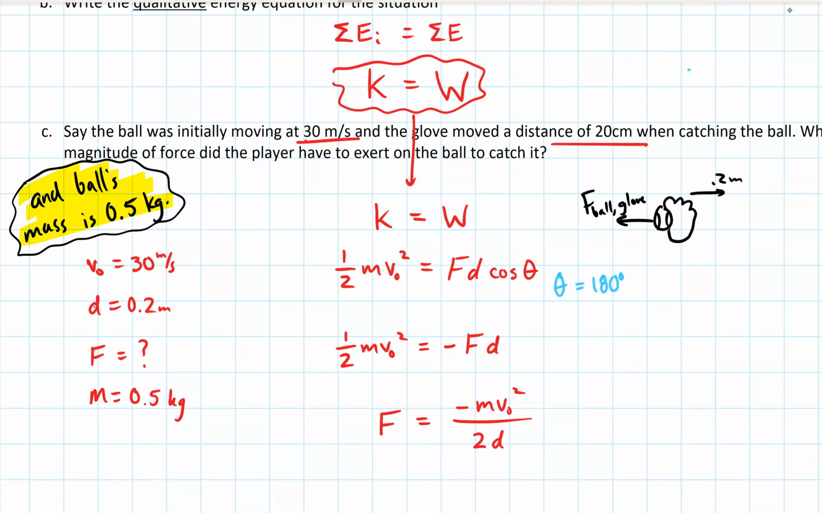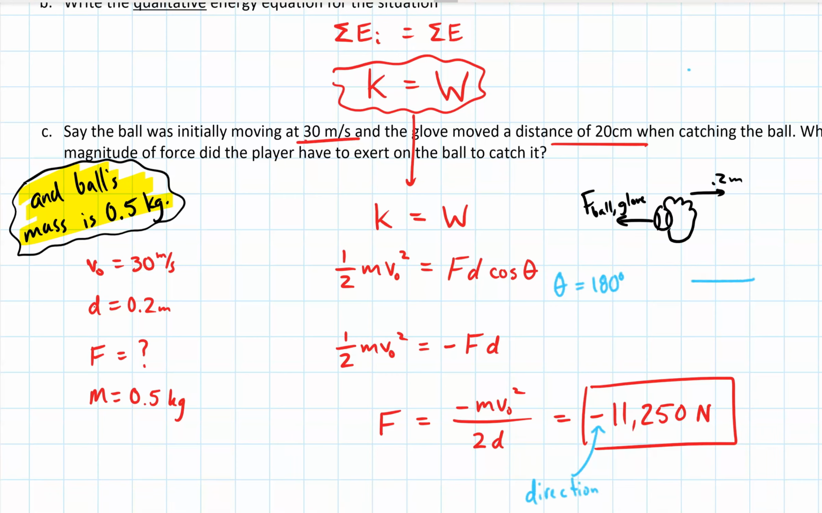Now it just becomes plugging in all of our values. We should end up with negative 11,250 newtons. Remember, for a vector quantity, that negative just gives us direction. In this problem we said to the right was positive, so because this value is negative, it's saying that there is a force of 11,250 newtons applied to the ball in a leftward direction.